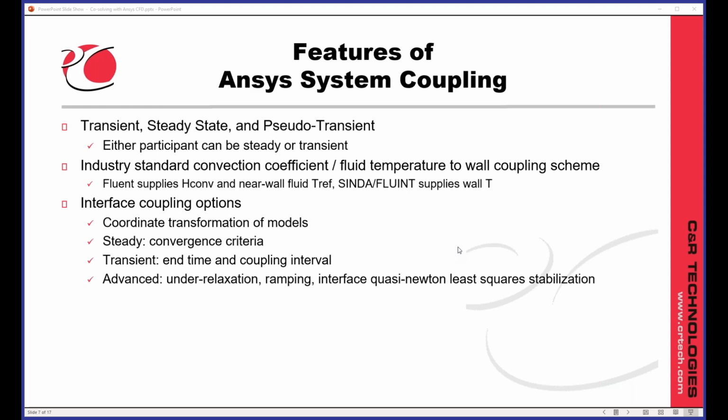System Coupling does have a few options here, including, for example, when you're trying to make a Fluent model speak to a Thermal Desktop model, maybe they don't line up perfectly. And so you do have the ability to do transformations of coordinates and so forth of models to make them line up.